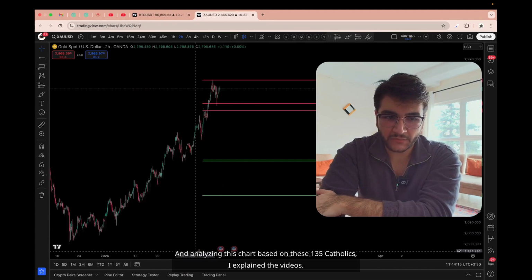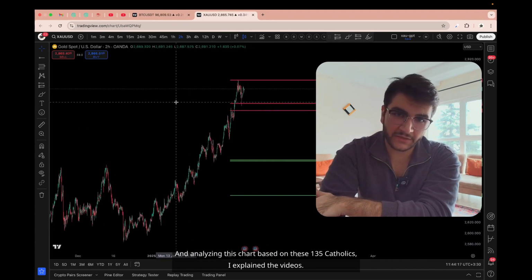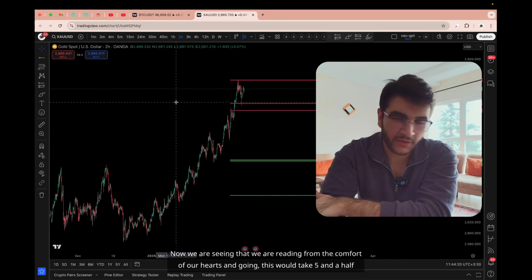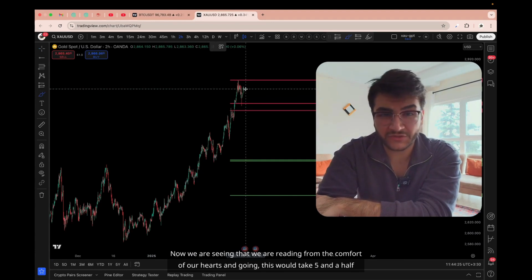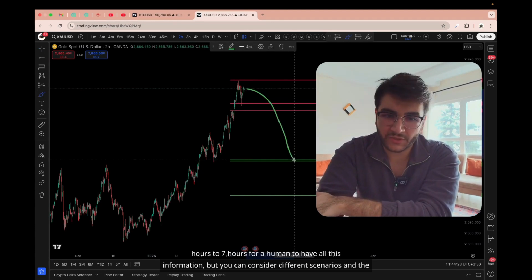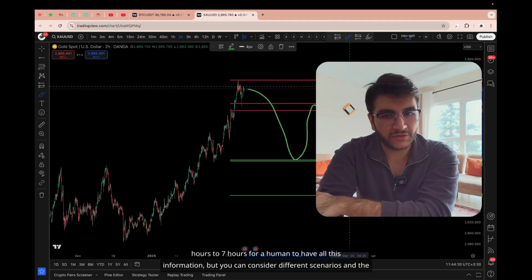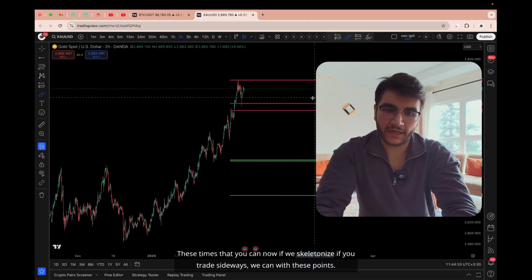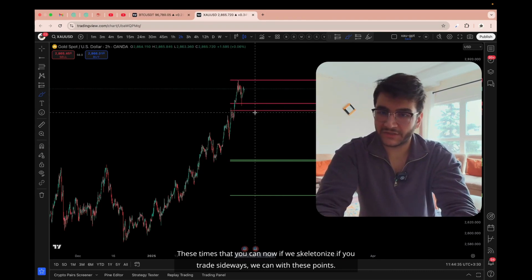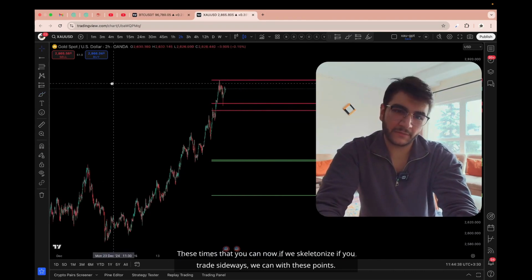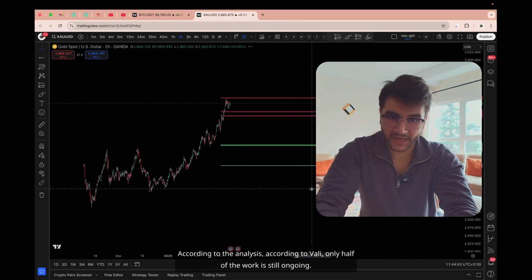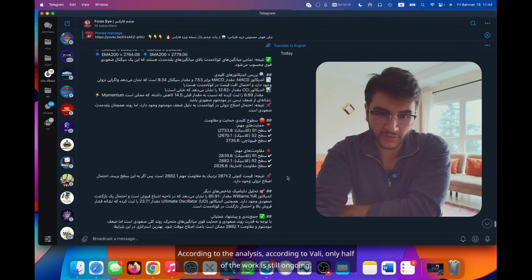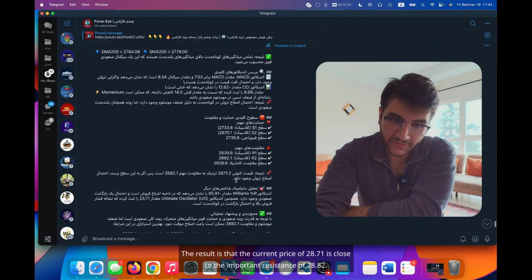Analyzing this chart based on these indicators, I explained in the videos. This would take 5.5 to 7 hours for a human to gather all this information. But you can consider different scenarios. If you trade sideways, be careful with these points. According to the analysis, the result is that the current price of 28.71 is close to the important resistance of 28.82.